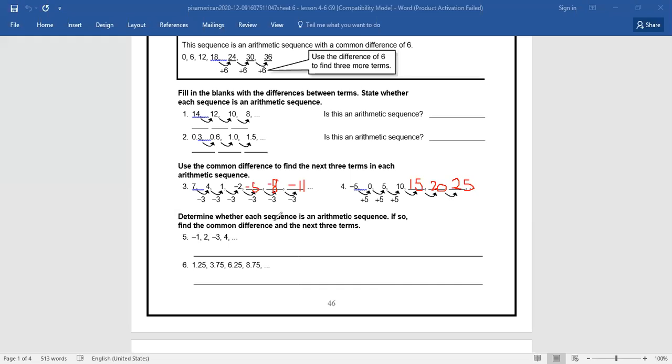Next question. Determine whether each sequence is an arithmetic sequence. If so, find the common difference. It's your turn now to answer, please. If you know the answer, raise your hand. Tell me first, the first one, will it be arithmetic or not? And how will you decide that? Negative 1, and then 2, and then negative 3, and then 4. Arithmetic or not? What do we have to do?